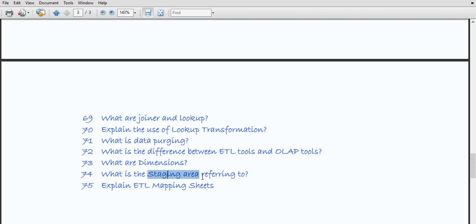And what is meant by staging area? The staging area is the place where data is stored temporarily in the process of data integration. And what is meant by ETL mapping sheet? The ETL mapping sheet contains all the required information from the source file.